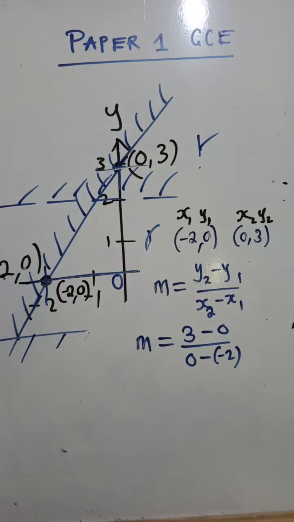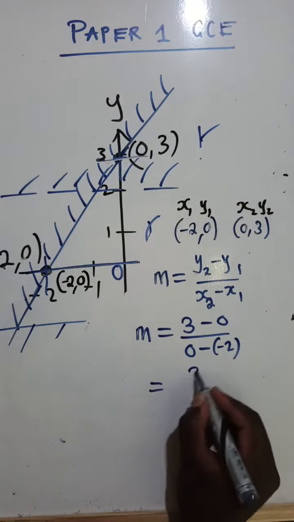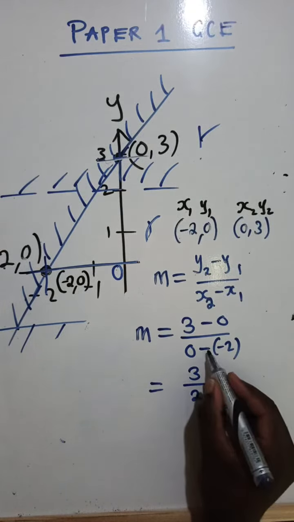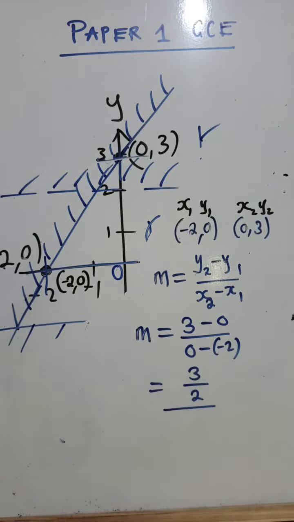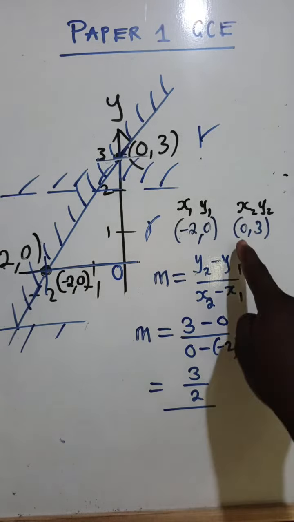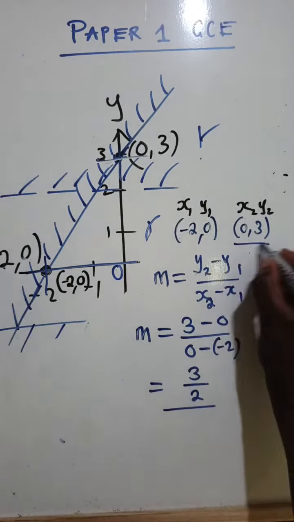So from here you shall say equal to 3 over 2. Negative and negative will give us a positive. So this is our gradient. We find the gradient first. After finding the gradient, you get one of the points, either this or this. I'll go with this one.